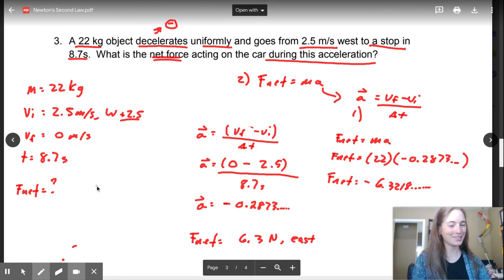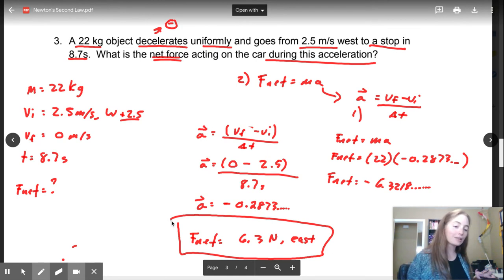Sounds good? If you guys would like, you are welcome to make east positive and west negative. If that makes more sense to you, do it. You are still going to wind up with the correct answer in the end of 6.3 newtons east. It's just your answer would be a positive 6.3 instead of a negative. So it doesn't really matter, but I always like designating forward as positive. Sounds good? All right.